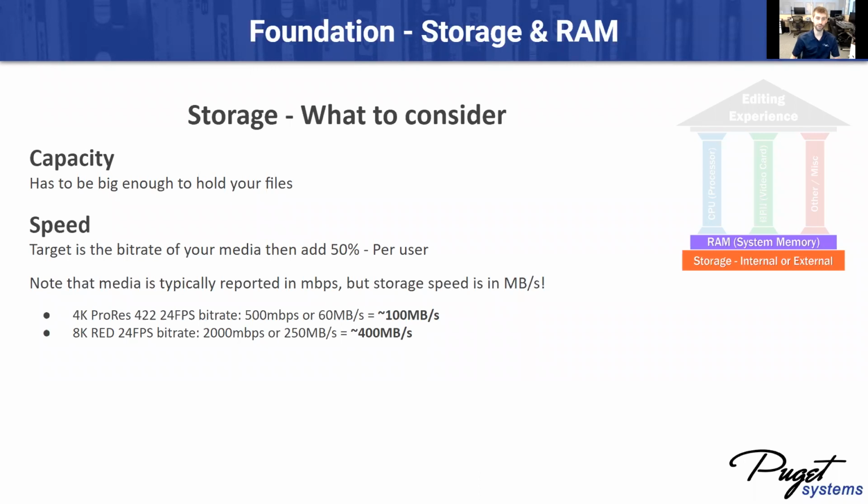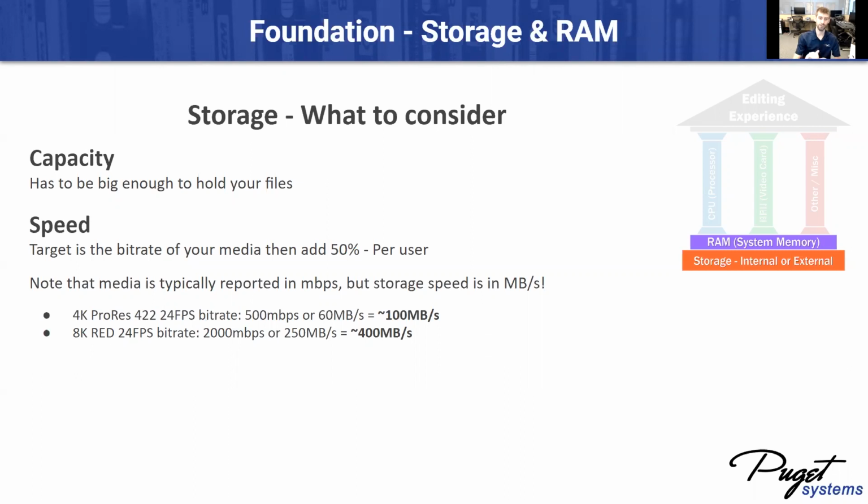Speed, though, is very important. What we generally tell people is figure out the bit rate of your media, add 50%, and that's per user. So if you're working off a NAS or network-based storage, each user has to have that amount of speed available. One thing to note is that media bit rate is usually reported in megabit per second. Storage is often talked about in megabyte per second. And you need to know that because there are 8 bits in 1 byte. That's just a computer conversion thing.